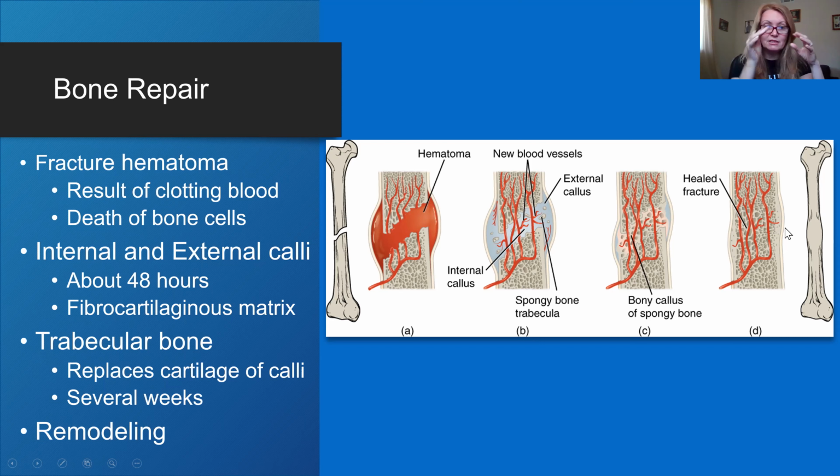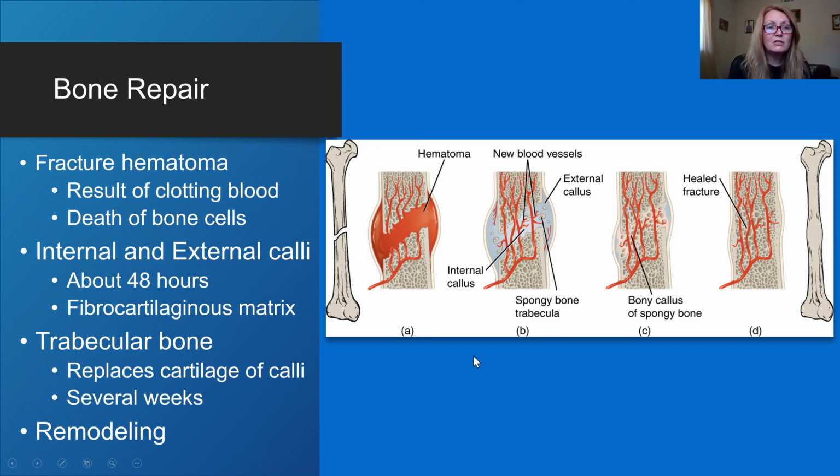Remodeling of all these calli. So you need to dissolve a little bit of bone matrix here, and maybe add it at another area. So your bone, hopefully, will look similar to how it looked before the fracture.